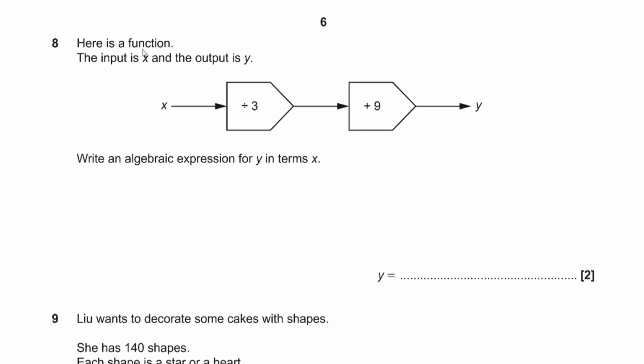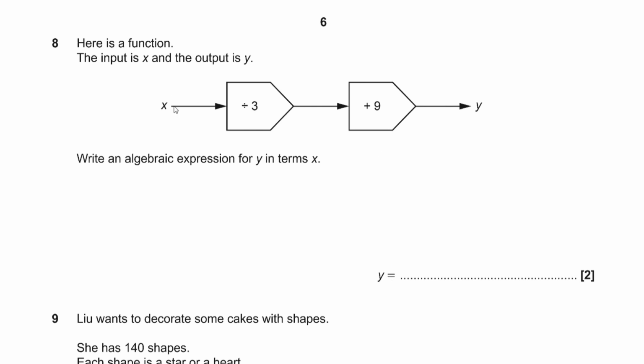Question number 8 here is a function. The input is x and the output is y. So we've got x, we divide by 3, we add 9, we get y. We have to write an algebraic expression for y in terms of x. So when it says an algebraic expression for y in terms of x, we want a y equals.